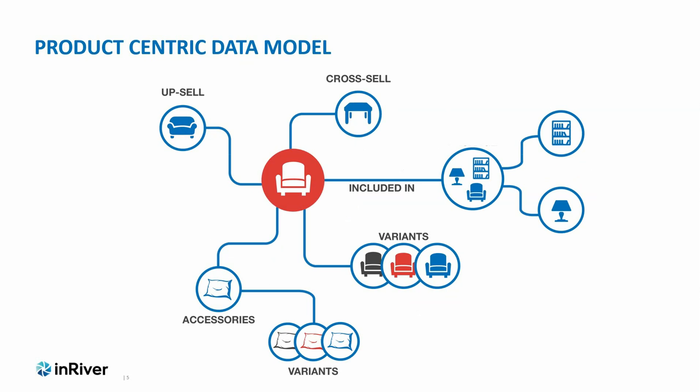I mean, this is also just a visualization of what it could be like around a chair, where you can see here that it has accessories with the pillows. It comes in different variants, different colors and sizes. You have the cross-sell, you have the upsell, and also you can see it's included in a room. And in this case, the room might be a way how we want to present the information, to give some inspiration and to give some guidance of how you want to buy these products together.